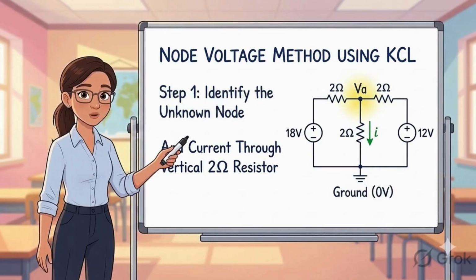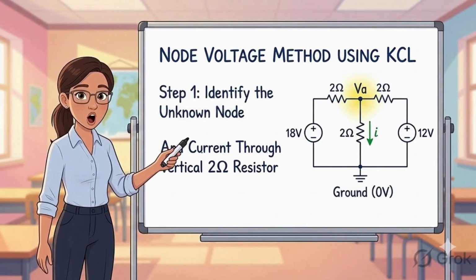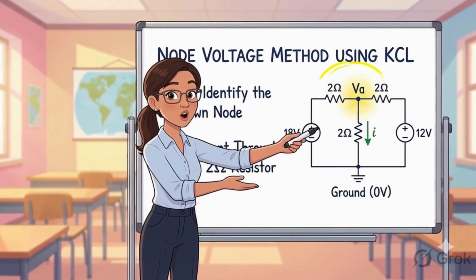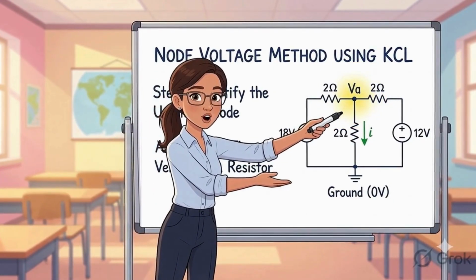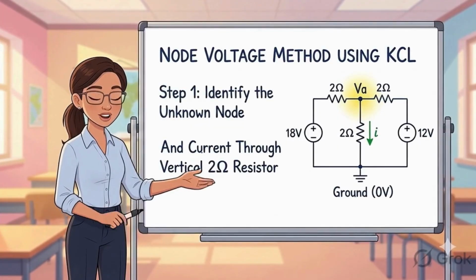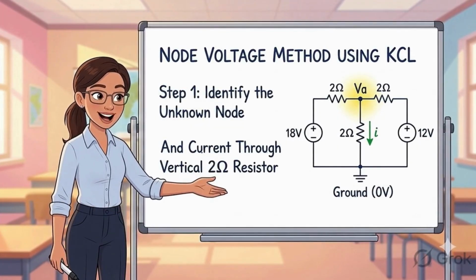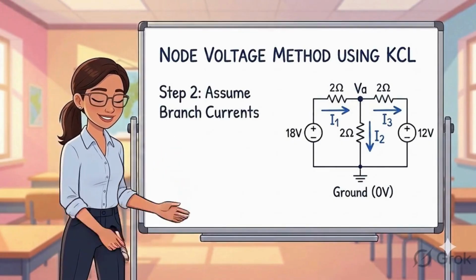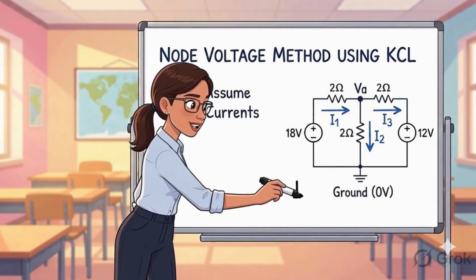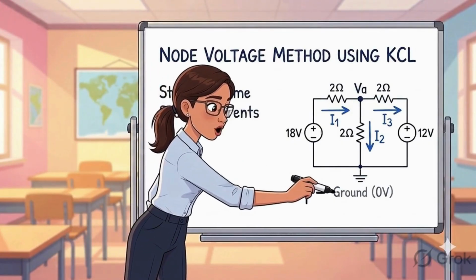Let's discuss the steps for solving this using Kirchhoff's current law. Step 1. Identify the unknown node and current. This is Va and the current I through this resistor. Step 2. Apply KCL. The currents entering equal the currents leaving. For the node voltage method, we apply Kirchhoff's current law. The sum of currents entering the node is equal to the sum of currents leaving the node.